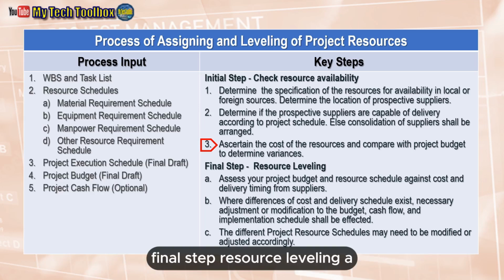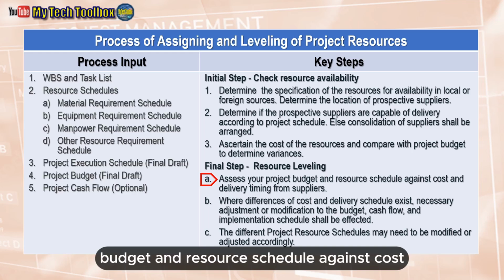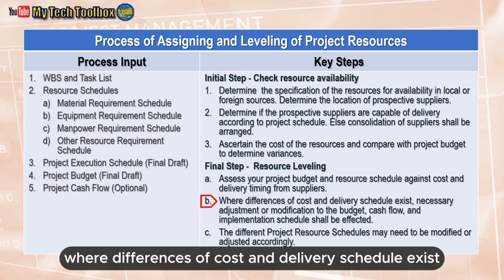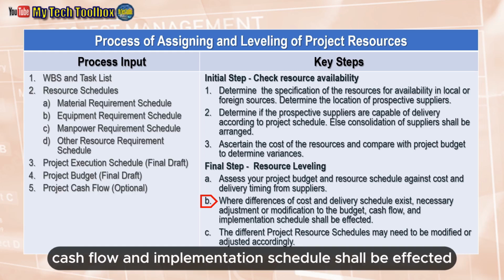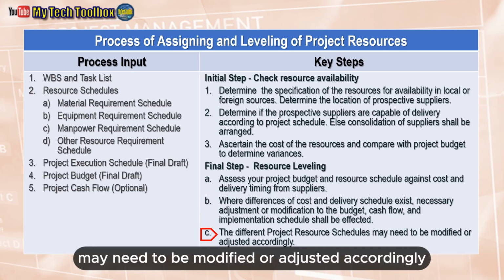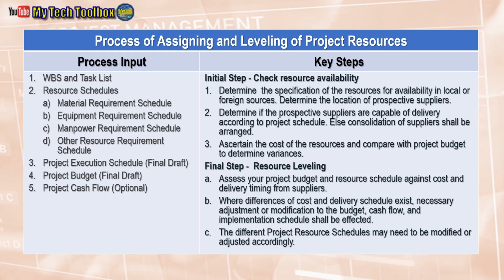Final step, resource leveling. A. Assess your project budget and resource schedule against cost and delivery timing from suppliers. B. Where differences of cost and delivery schedule exist, necessary adjustment or modification to the budget, cash flow, and implementation schedule shall be effected. C. The different project resource schedules may need to be modified or adjusted accordingly. Detailed processes for assigning and leveling of each project resource shall likewise be performed.